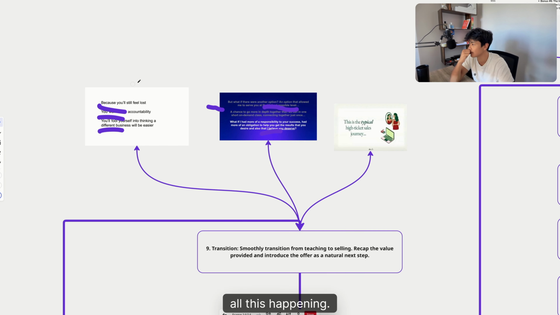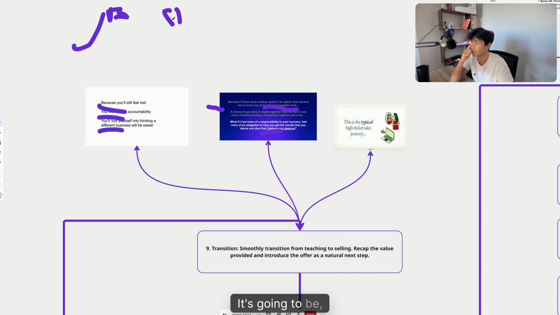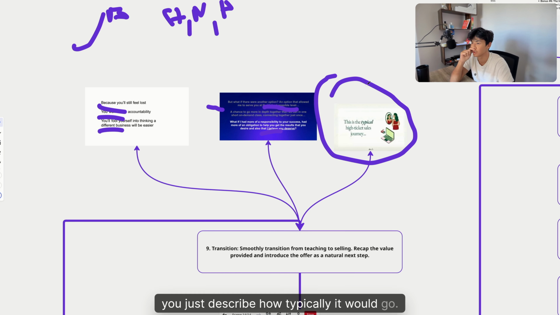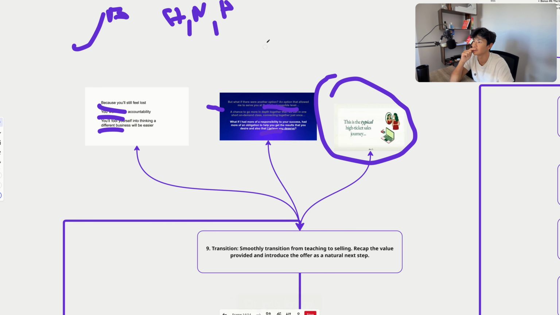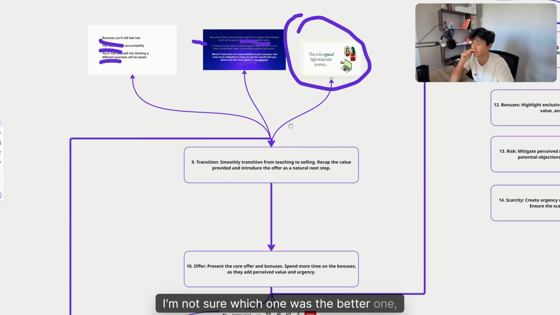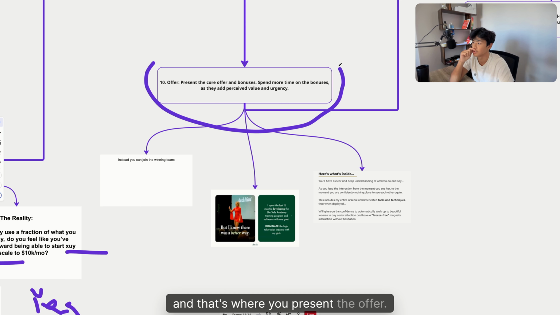So, all this happening, oh no, the route B of taking what you've just learned is going to be super hard. It's going to be not that probable. It's going to be a lot more painful. And this is another way, you just describe how typically it would go. Or, there's option A, there's the red pill and blue pill. I'm not sure which one was the better one, but you get my point. And that's where you present the offer.